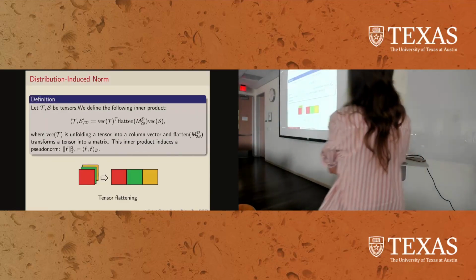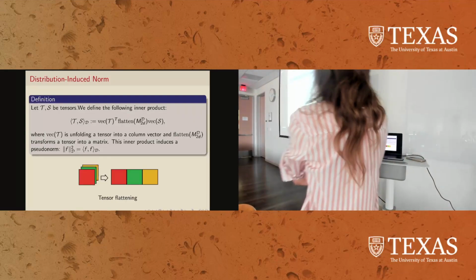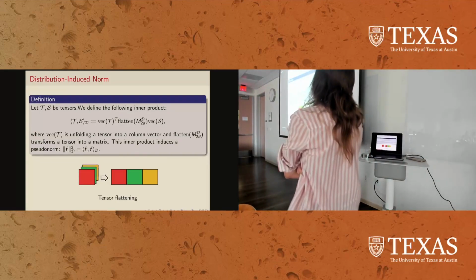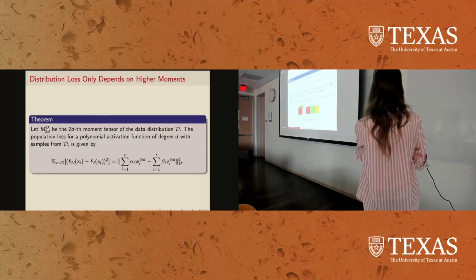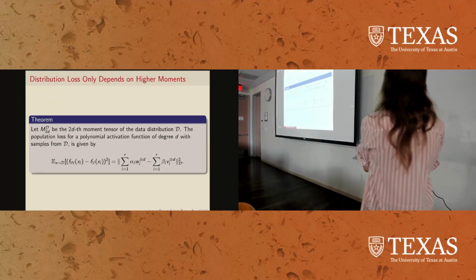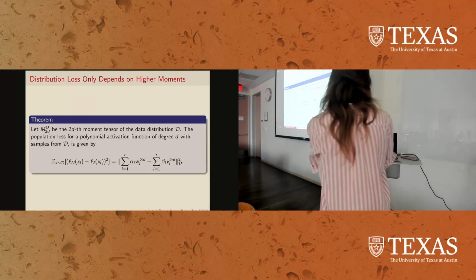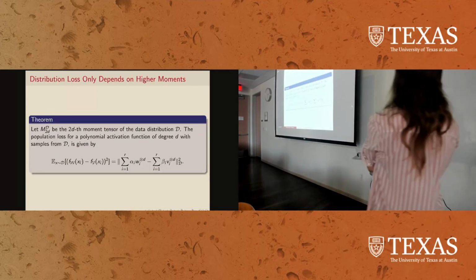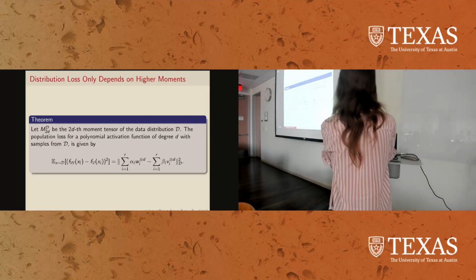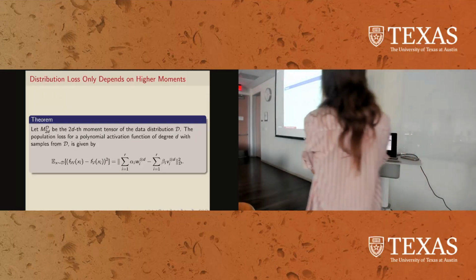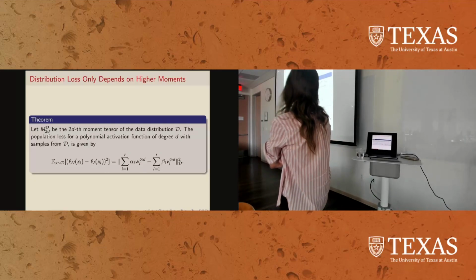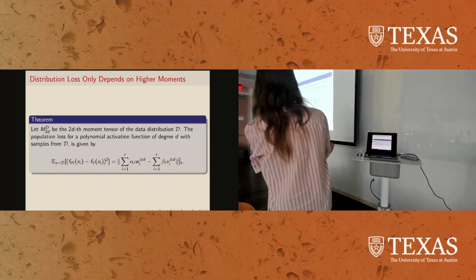So basically, we get some quadratic form. This inner product induces a pseudo-norm, and this pseudo-norm we will apply to our functional space. The reason we do this is the following theorem. Let M be this 2d-th moment tensor of the data distribution capital D. The population loss for a polynomial activation function of degree little d with samples from capital D is given by the squared distance function with respect to this non-standard inner product, namely the inner product induced by capital D.